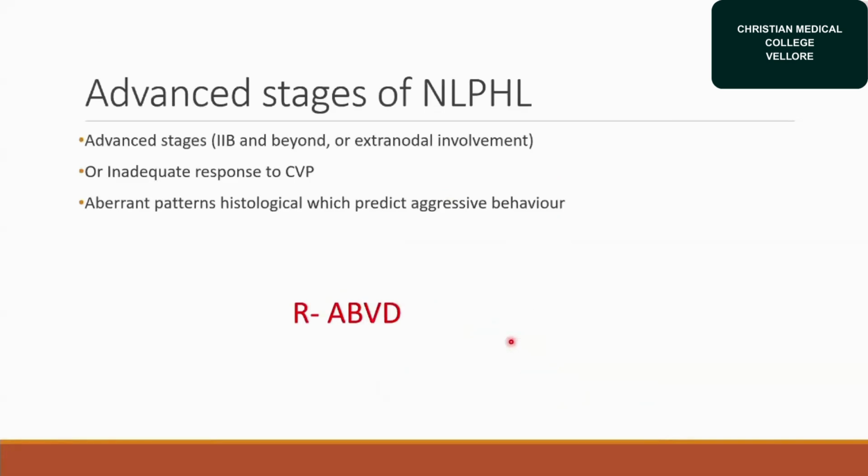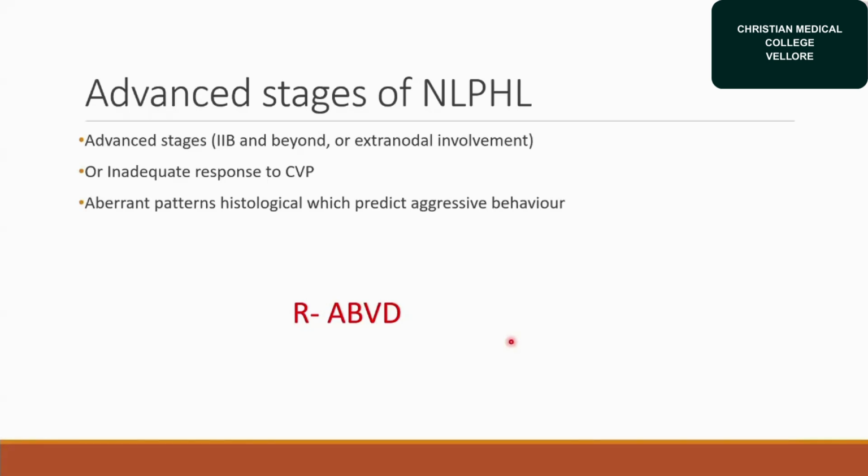Any patient with nodular lymphocyte predominant Hodgkin who has stage 2B or above, or has extranodal involvement, or has inadequate response to CVP. In addition, if histological patterns show pattern D or E, these are markers of aggressive behavior. We offer them RABVD. What is RABVD? R is nothing but rituximab. NLPHL universally expresses CD20, so we utilize the monoclonal antibody against CD20, which is rituximab.